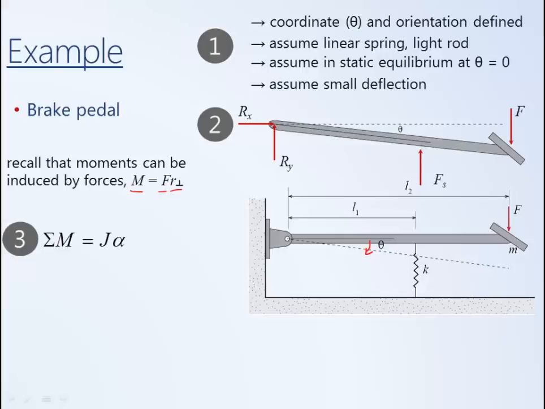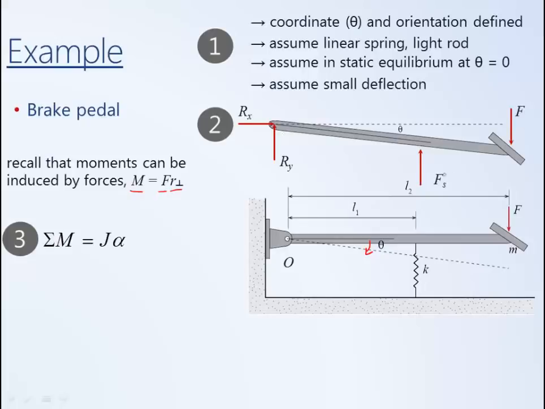So we will also now go ahead and generate the differential equation governing the behavior of this system. Since it's rotational, we'll use the sum of the moments equation, where the sum of the moments is equal to J times alpha, where J is the mass moment of inertia of the pedal and alpha is the angular acceleration of the pedal. We will choose to use the connection point O as our reference point. And one advantage of doing that is that these reaction forces then have no moment arm. Since they pass through the point O, their moment arm is 0, and hence they don't induce a moment.